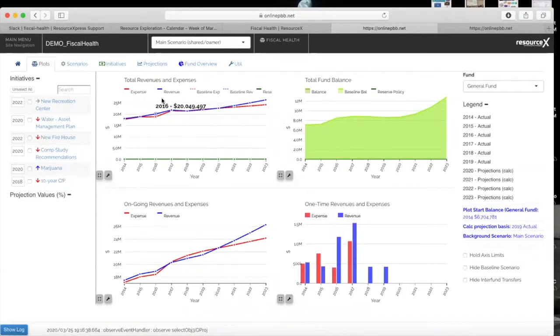Up here in the top left, we have a combined picture. This is everything put together, ongoing plus one-time sources and uses. And in the top right is your fund balance.